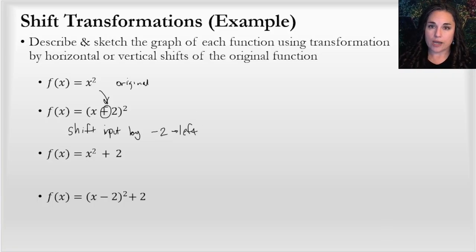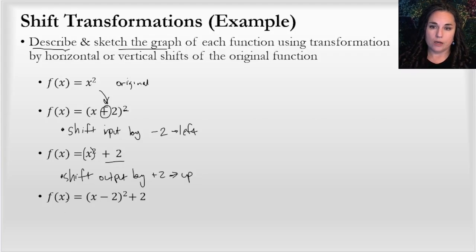Okay, describe and sketch the graph of each function. So right now I'm describing what's going on. I'm going to shift that input by negative 2, and that means that I'm shifting the whole graph to my left. Okay, which is different than the next one down. When I look at that, that constant isn't next to the x in the squared term. You see that? It's off to the side. And to me, this means that I'm going to shift the output by a positive 2, which means that I'm going to move it upward.